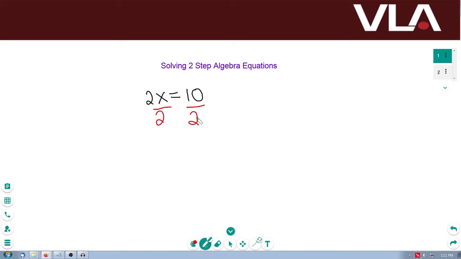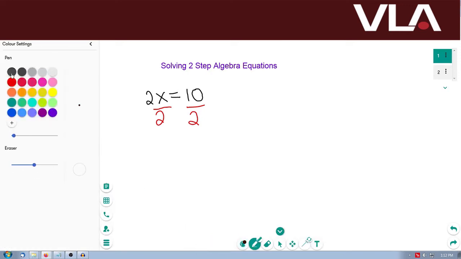I can multiply the left side by 1,000. If I multiply the right side by 1,000, that still maintains that equation to be equal. So after I divide both sides by 2, obviously 2x divided by 2 is just your x, and that is our goal. The goal is to get x by itself. And if I do 10 divided by 2, that is 5.